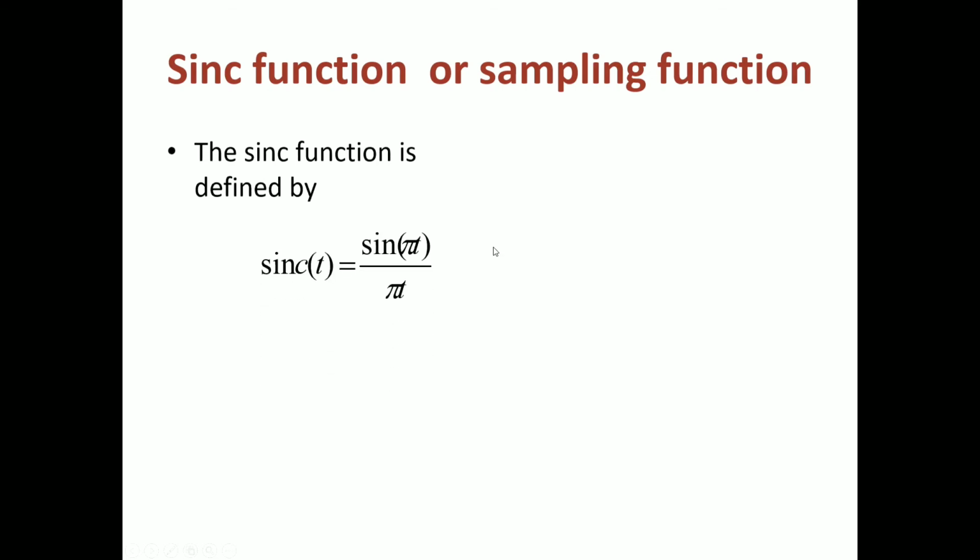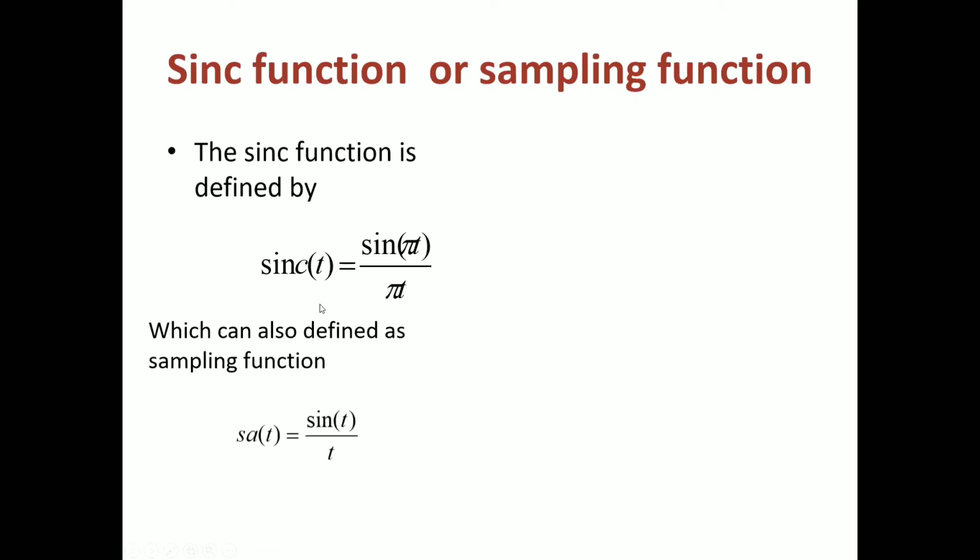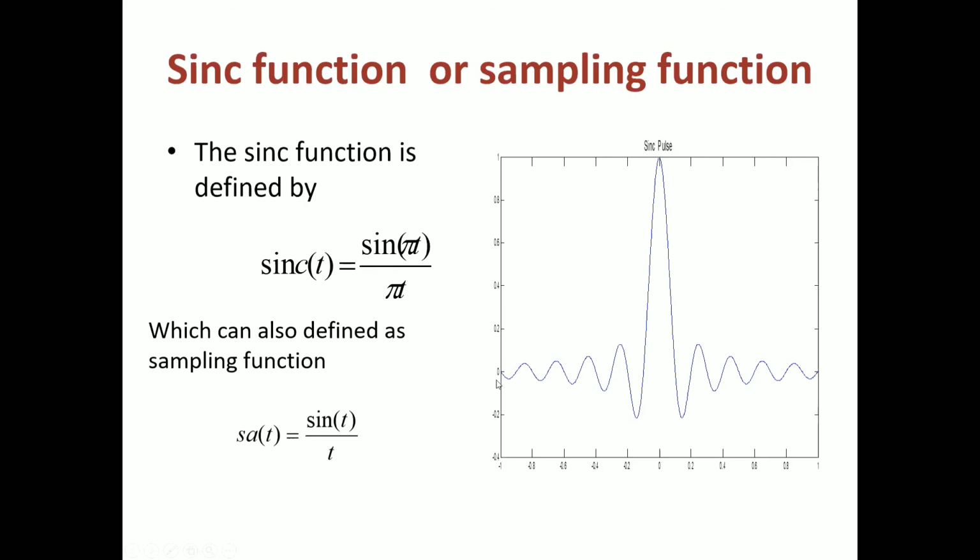Another signal is called the sinc function or sampling function. This is another important signal where we can define the sampling theorem. Sinc of t equals sin pi t by pi t. The same thing can also be represented as the sampling function, sampling of t equals sin t by t, and the corresponding waveform is represented like this.